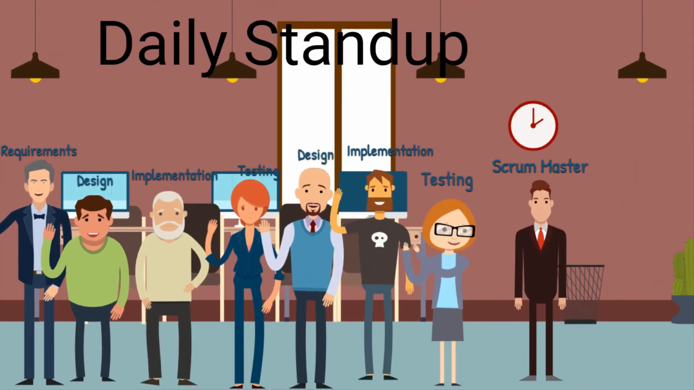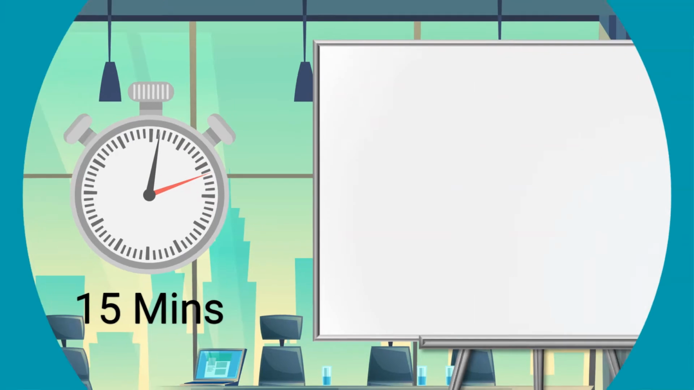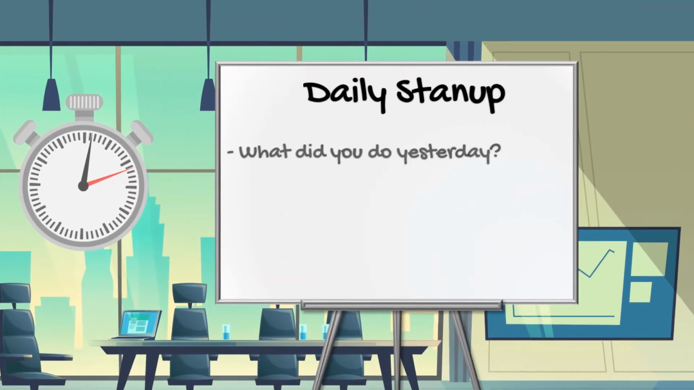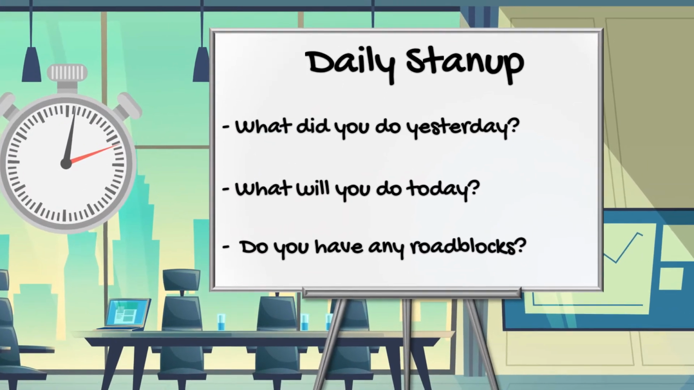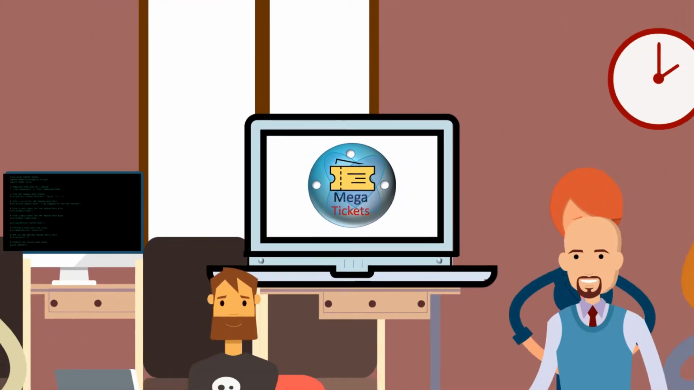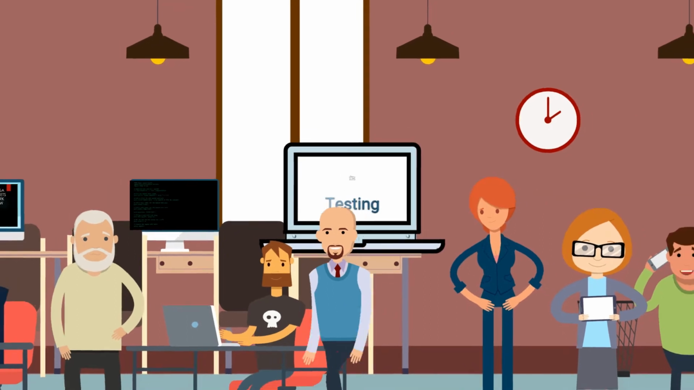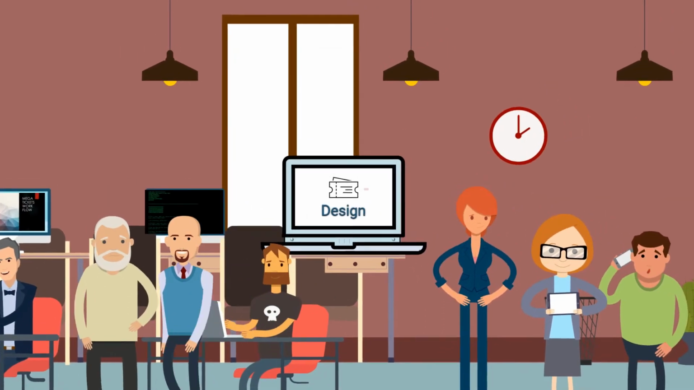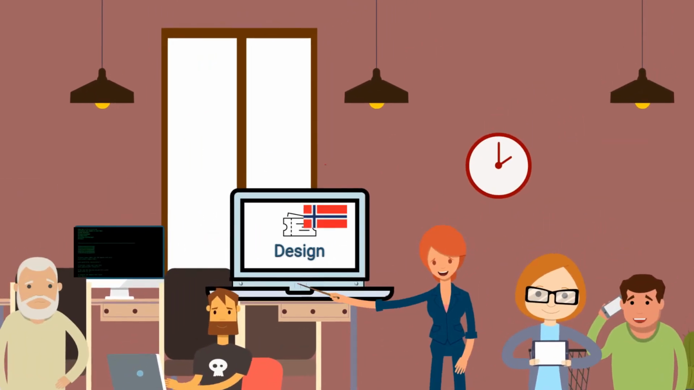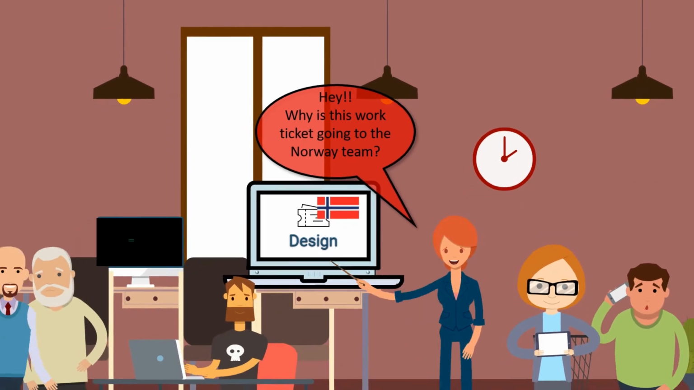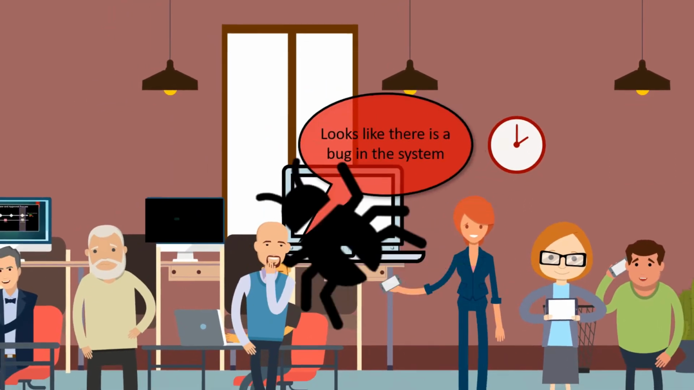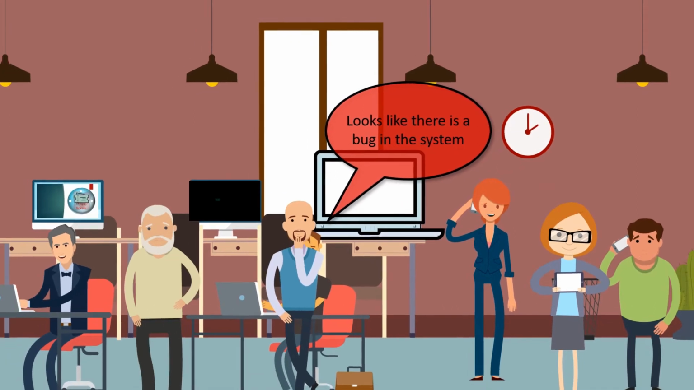The team have daily stand-ups of 15 minutes per day where they report their status and roadblocks. They are still using mega tickets, but since they have daily stand-ups and are working closely with each other, they immediately see the problem of missing tickets. It's a minor issue and just encourages them to have more direct contact with each other.